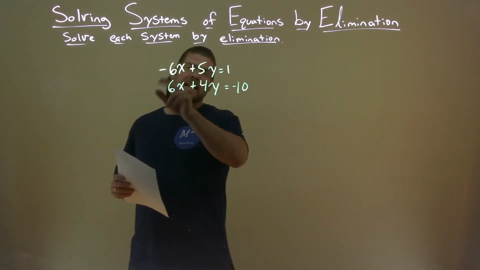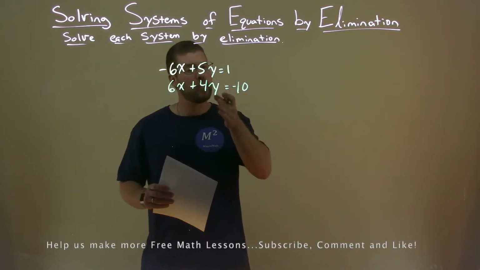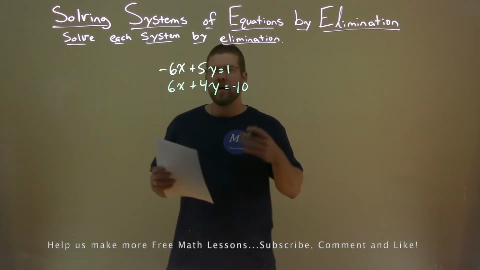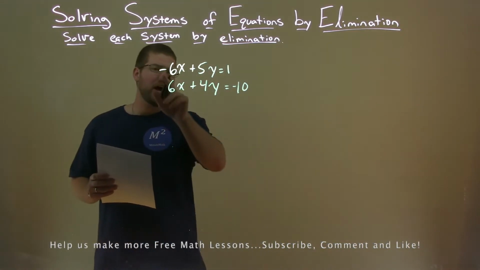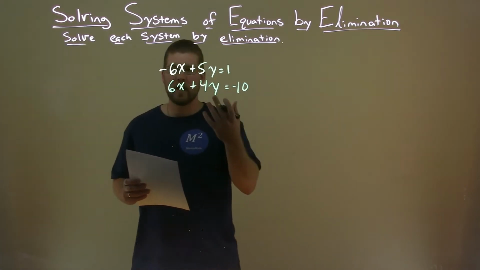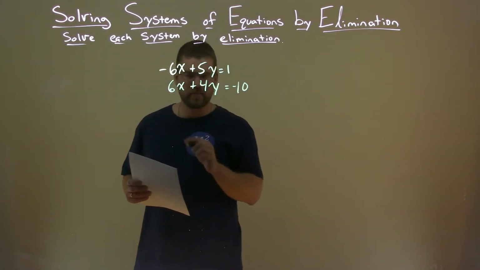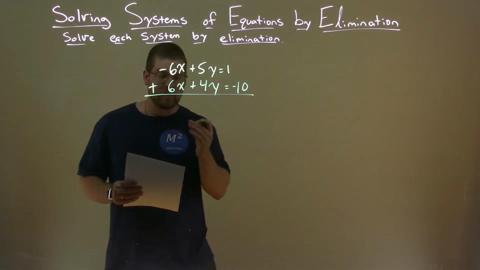So we're given negative 6x plus 5y equals 1, and 6x plus 4y equals negative 10. And we're solving this again by elimination. To do that, we identify something that we can add together that will eliminate the variable. Here I see x. If I add these two equations together, the x variables will cancel.